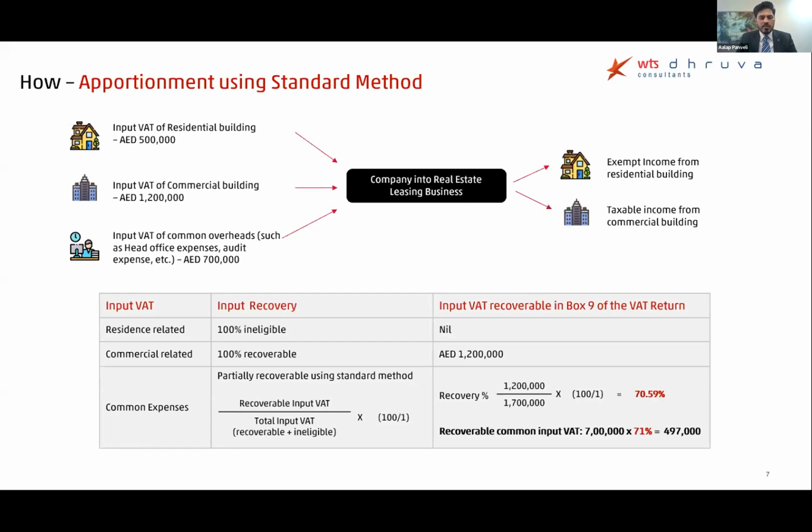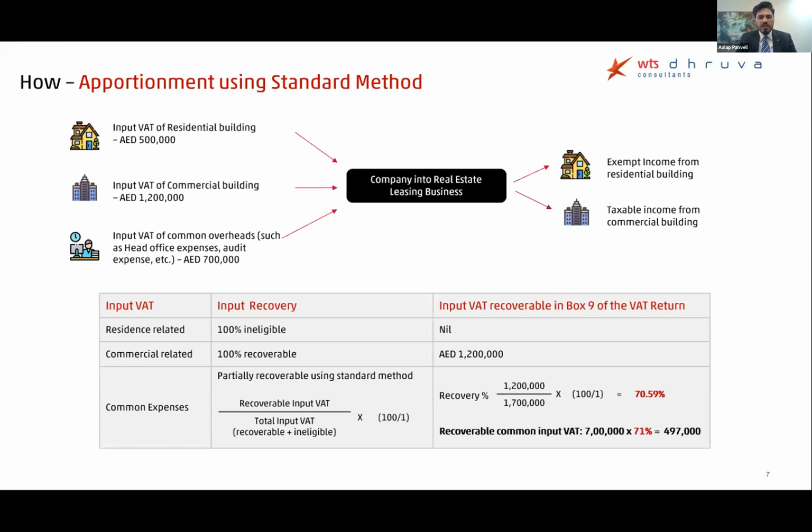When you do this recovery percentage, whatever result you get, in my example 70.59, this has to be rounded off to the nearest whole number. In our experience, we've seen that generally many people miss this round off, and the impact is less for certain companies because there's not much to apportion. But for huge companies like in real estate, we've seen that this round off could actually result in tens of thousands of input VAT reversal.